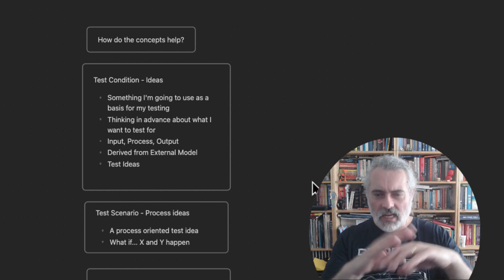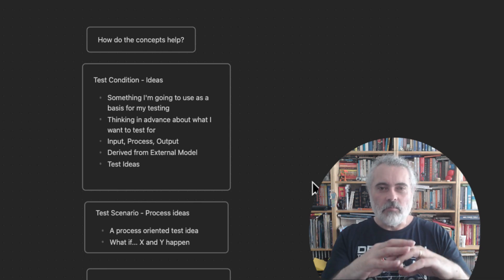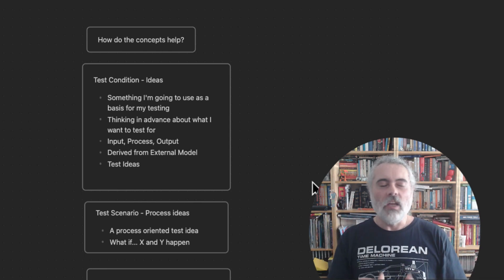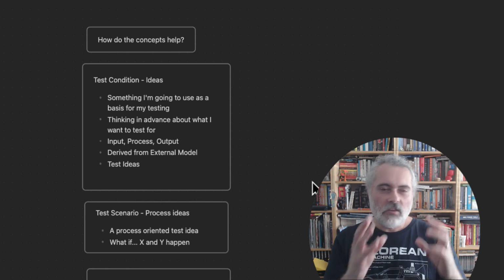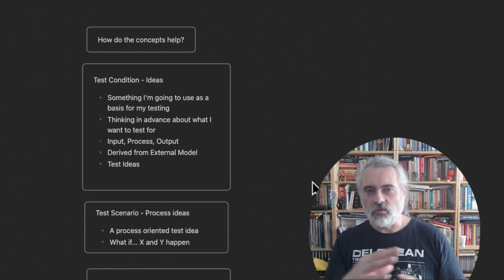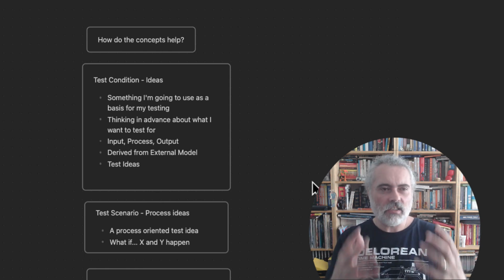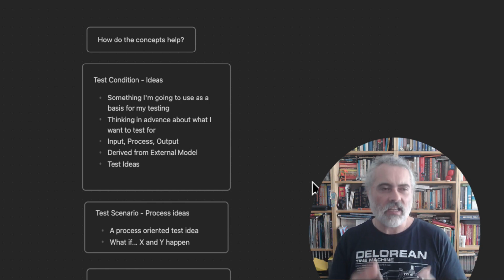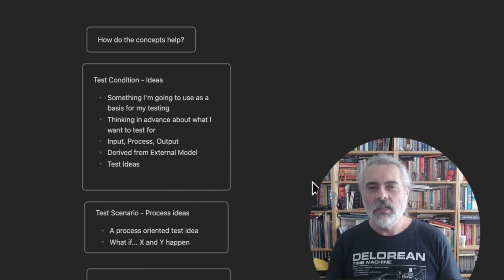The what if scenarios. So test scenarios let me think at a broader logical level without having to necessarily make physical architecture diagrams or detailed graphs of the system. I can just think in logical terms about the processes. That's really what a test scenario does for me.